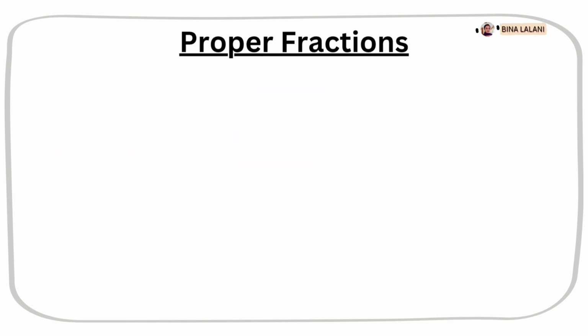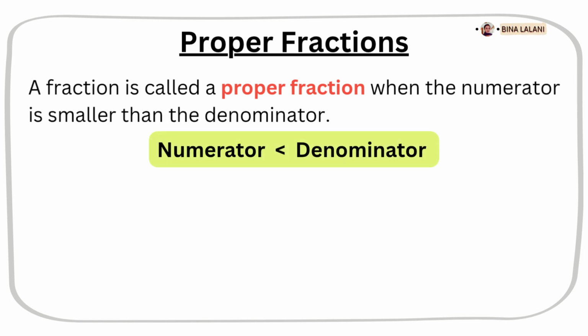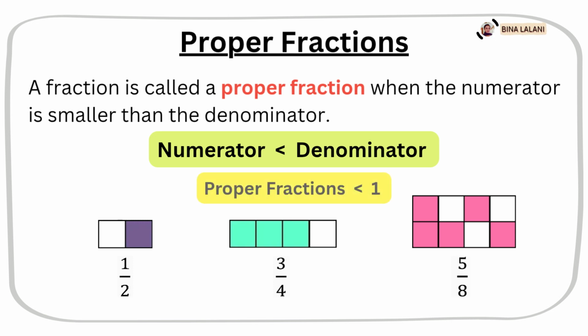Let's start with proper fractions. A fraction is called a proper fraction when the numerator is smaller than the denominator. Here, numerator is less than denominator. For example, 1 by 2, 3 by 4, 5 by 8. In all these fractions, the top number is smaller than the bottom number. So, the value is always less than 1.